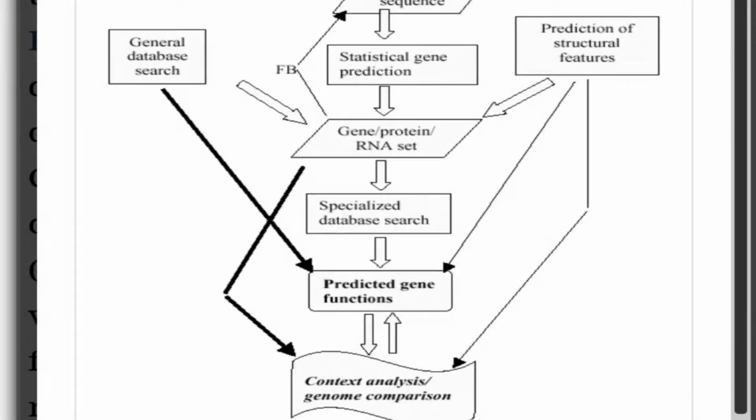So this all is a part of general database search. Finally, context analysis, genome comparison: you compare the two sequences, or all the sequences that you have, and try to find out what the similarities and dissimilarities are, what the homologous regions are, what the open reading frames are, how many proteins are present within this gene, and how many genes are present within this raw sequence. All this you can calculate.